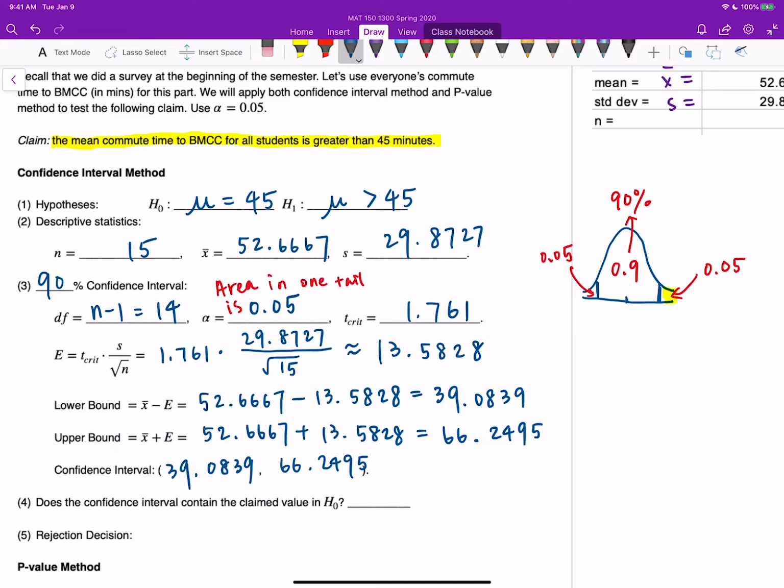Does the confidence interval contain the claimed value in null hypothesis? Our claimed value in null hypothesis is 45. Unfortunately, it does. So if you remember what we discussed earlier, the confidence interval method, if the confidence interval contains the claimed value in null hypothesis, we fail to reject the null hypothesis, H0, and conclude that there is not sufficient evidence to show that the mean commute time to BMCC for all students is greater than 45 minutes. So that's basically the rejection decision.